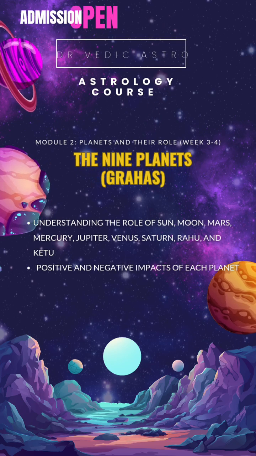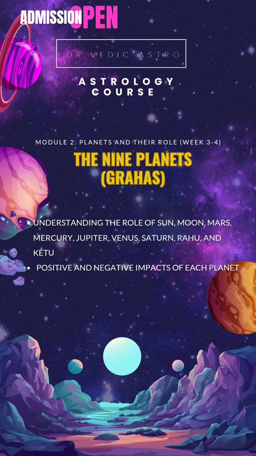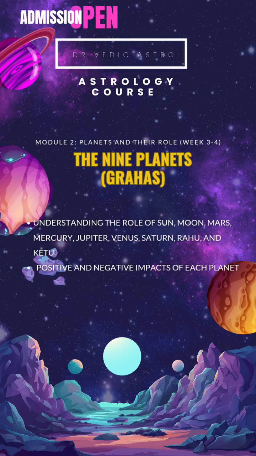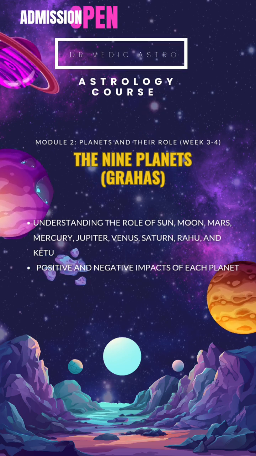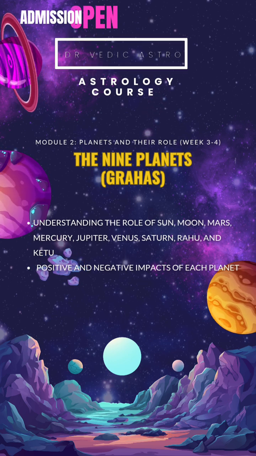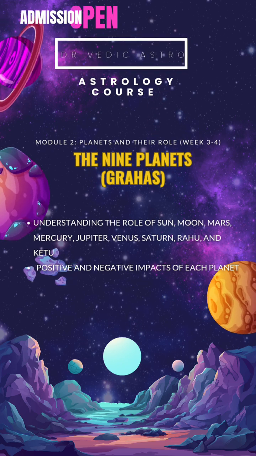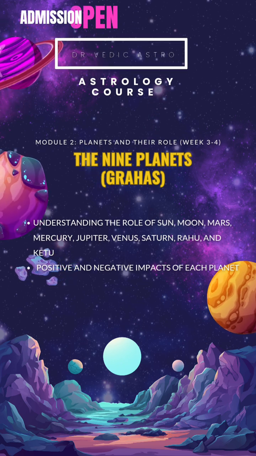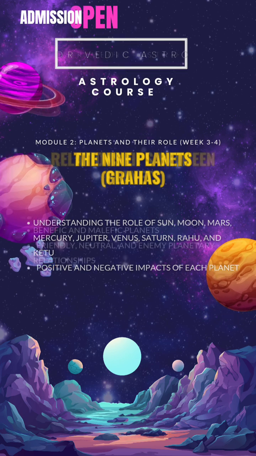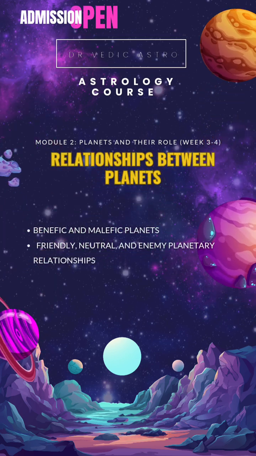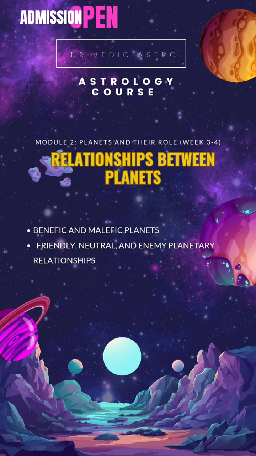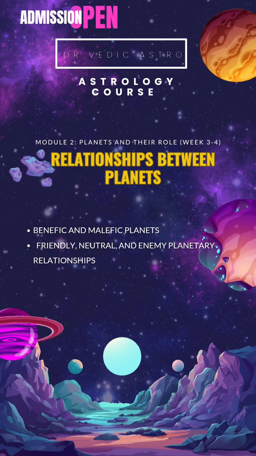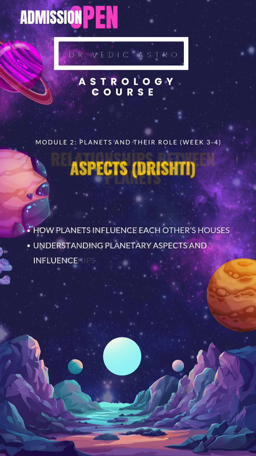Module 2, Planets and their role, Week 3 to 4. The 9 planets, Grahas: understanding the role of Sun, Moon, Mars, Mercury, Jupiter, Venus, Saturn, Rahu, and Ketu. Positive and negative impacts of each planet. Relationships between planets: benefic and malefic planets. Friendly, neutral, and enemy planetary relationships.